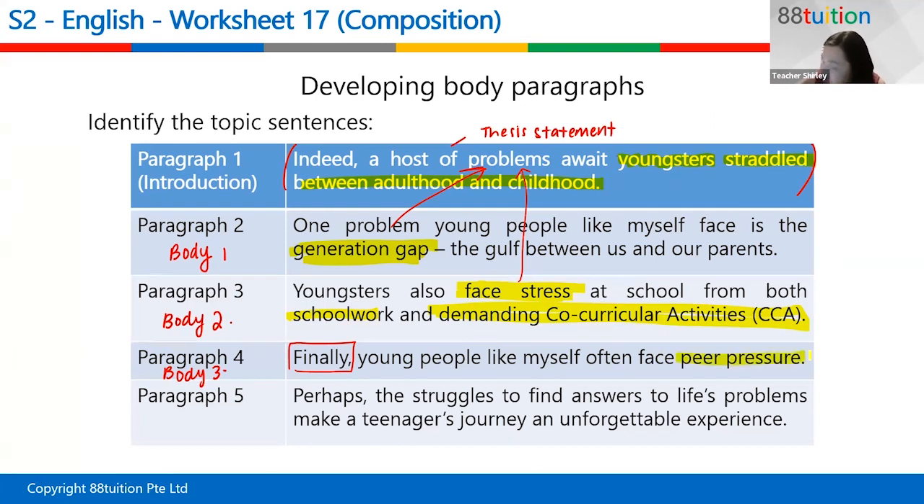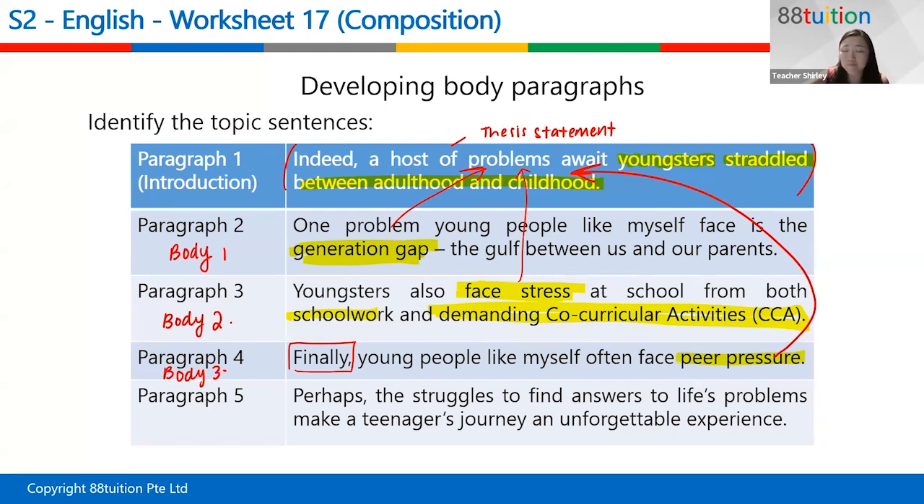So peer pressure is possibly one of the problems that youngsters might be facing nowadays. Peer pressure means that you get very easily influenced by your friends and they might do something else. Yes, Levon, you can go to the toilet. Go ahead. So basically, peer pressure is possibly a problem as well.